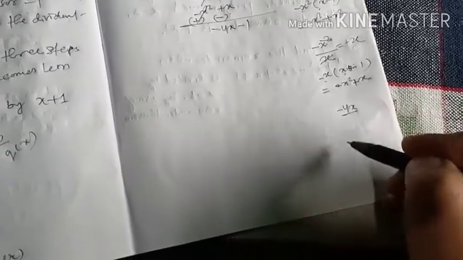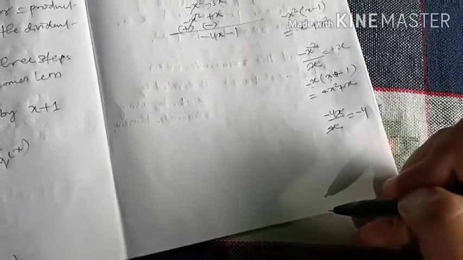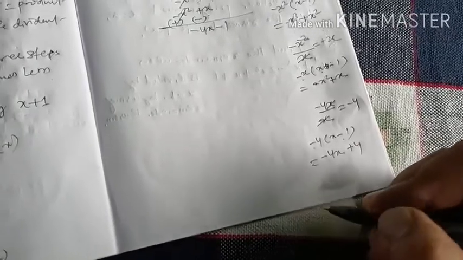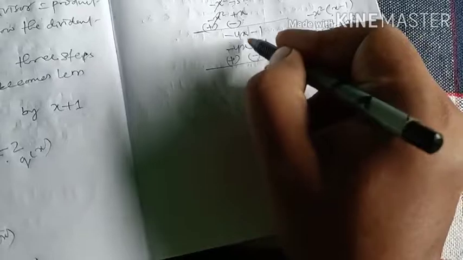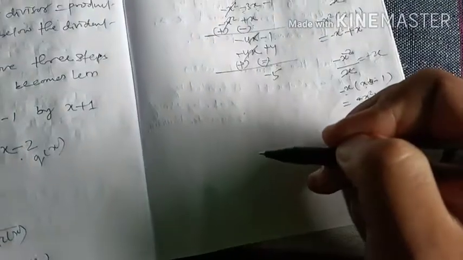In the next step we again do the same. Minus 4x is the first term of the dividend, divided by the first term of the divisor, that is x. The x will be cancelled, we will get minus 4. Next we will multiply minus 4 by the divisor. Again we will get minus 4 into x, minus 4x, and minus 4 into minus 1, plus 4. We will write this below the dividend and then subtract, so it will be plus and minus. Minus 4x plus 4x will be cancelled, and minus 1 minus 4 will be minus 5. Here we will get the remainder minus 5.